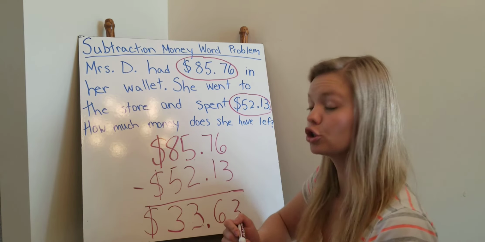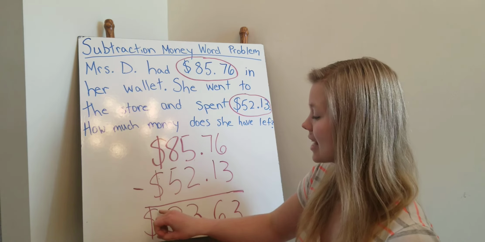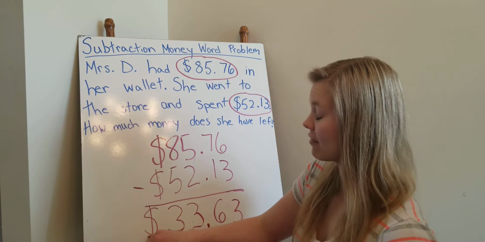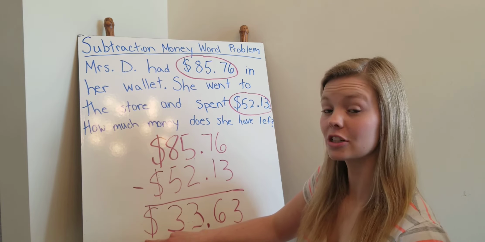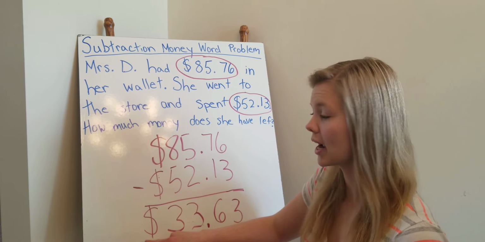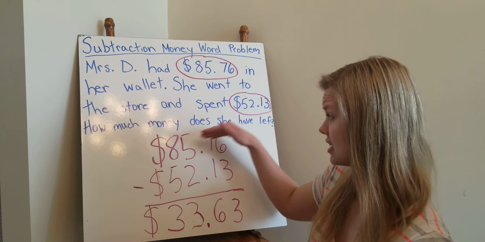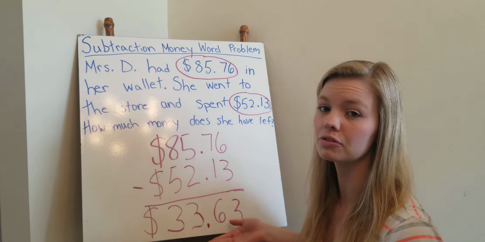Okay, so remember, two most important things is that we want to make sure we have the dollar sign and the dot in our answer. Make sure you have that dollar sign in the answer so we know we're still talking about money. Okay, if we minus two things that are money, then our answer is going to be money also.